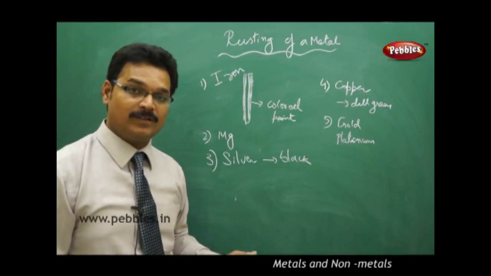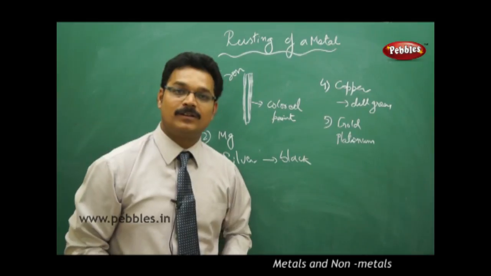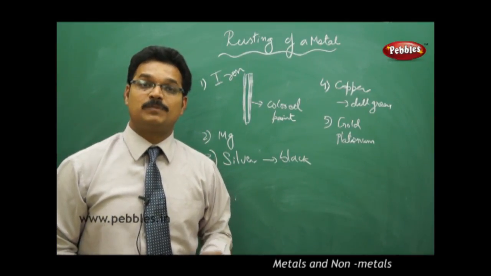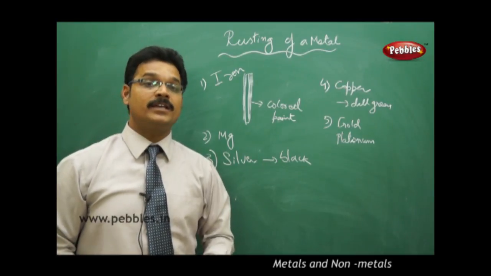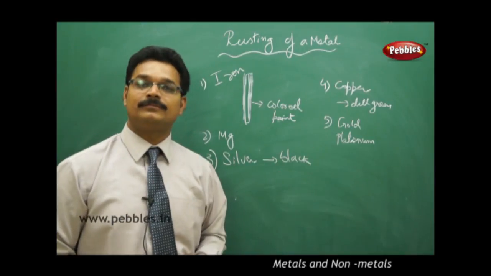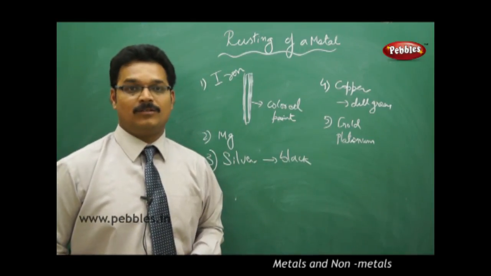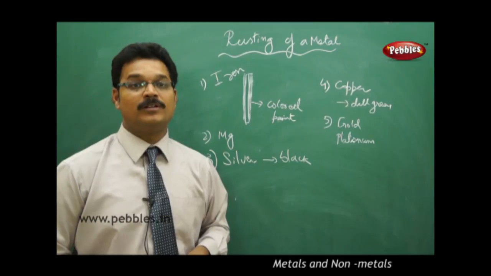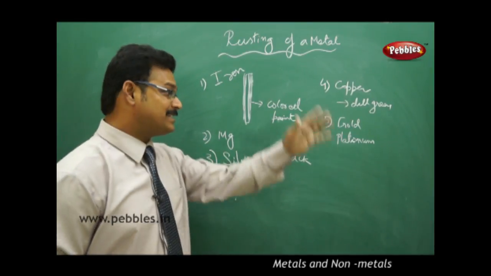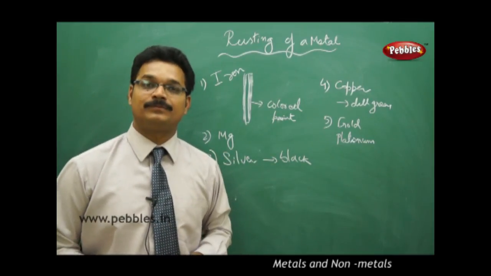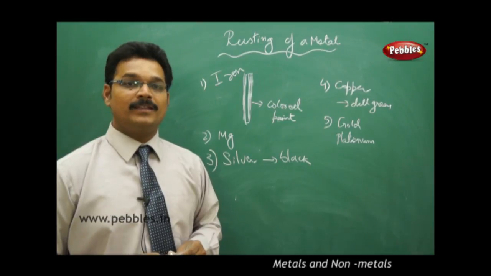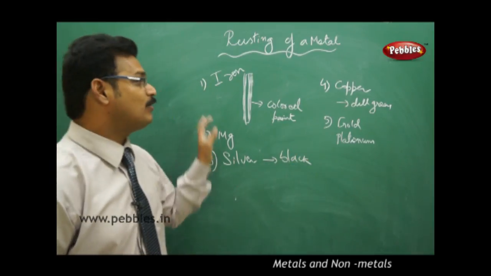That's why gold is so expensive. That's why gold is a demanding metal everywhere in the world, especially in India. You can't find a single house which does not have gold, because gold is shiny and has a long life. Gold cannot interact with the air and moisture and cannot be rusted like the other materials. Similarly, platinum also.